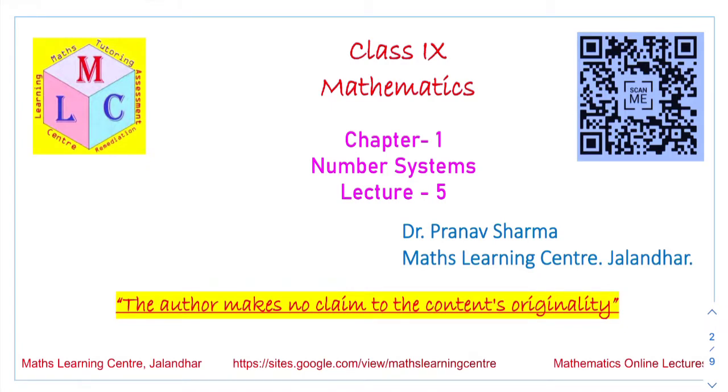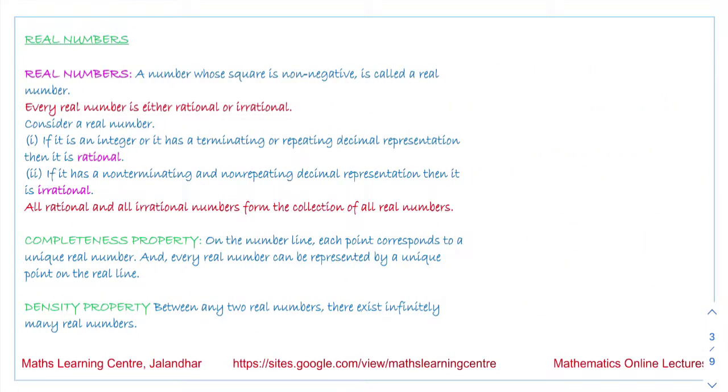We are going to start the next lecture of chapter 1, Number Systems, of class 9th mathematics. In this lecture we are going to discuss some basic properties of real numbers. So first of all, we start this chapter with the definition of a real number. A number whose square is non-negative is called a real number.